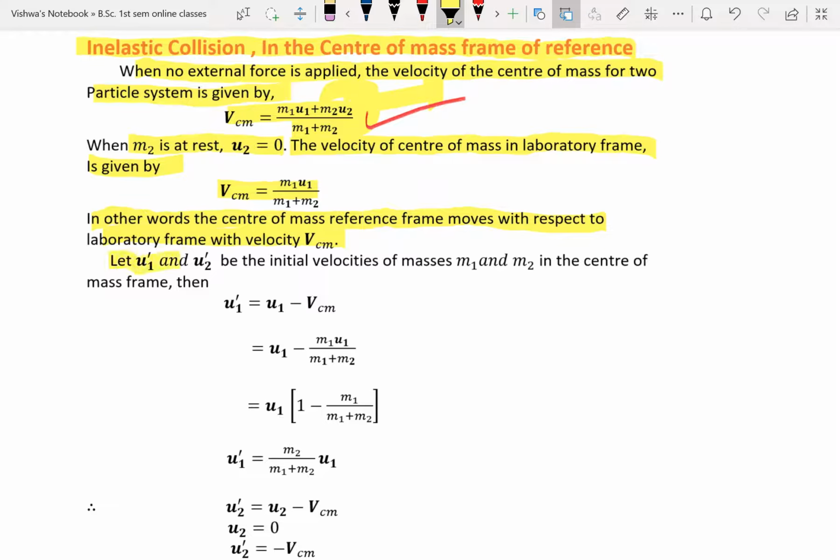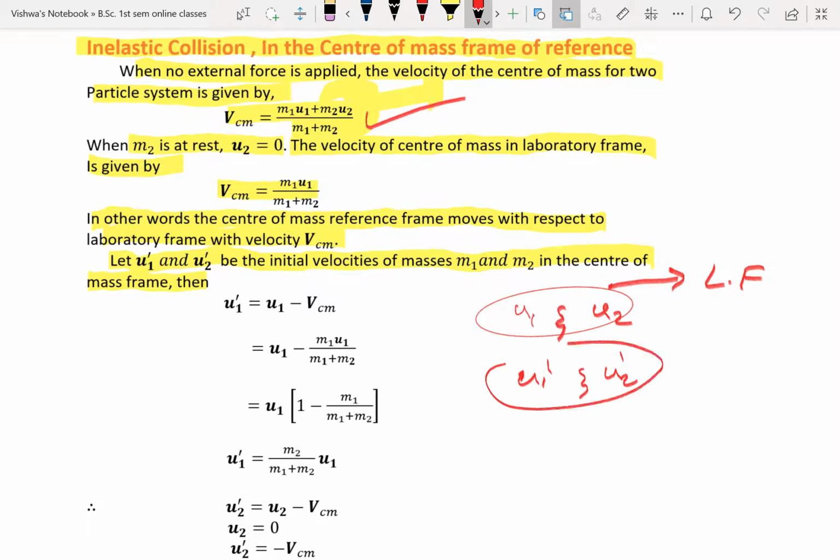Let u1' and u2' be the initial velocities of masses m1 and m2 in the center of mass frame of reference. See here, u1 and u2 are the velocities with respect to the laboratory frame of reference, and u1' and u2' are velocities within the center of mass frame of reference. In these two frames of reference, the velocity of center of mass is v_cm.